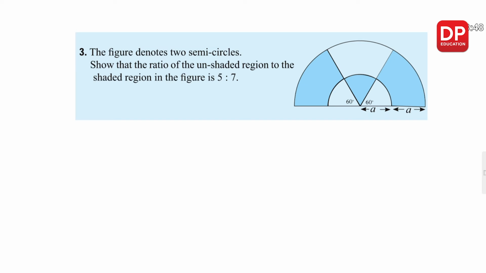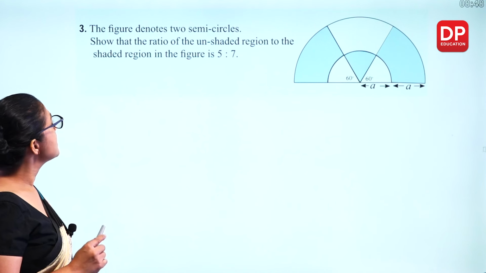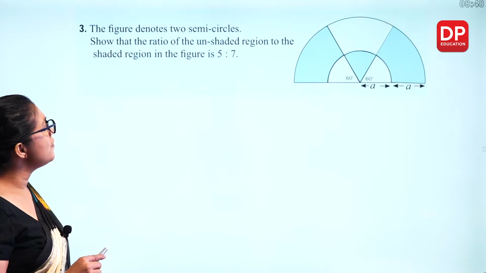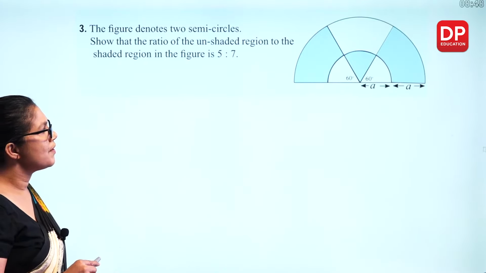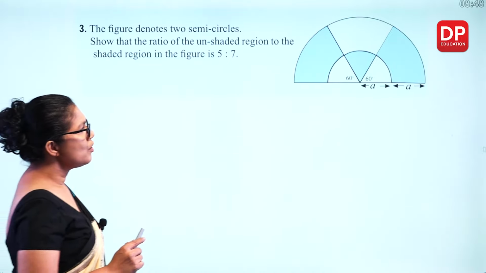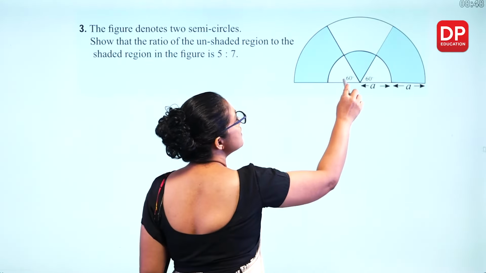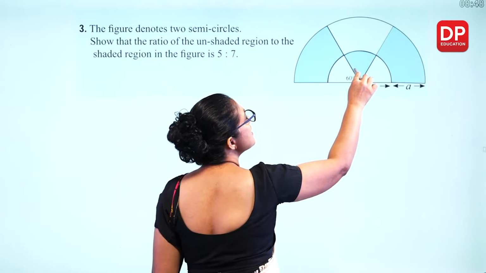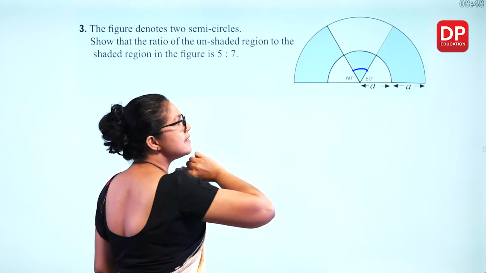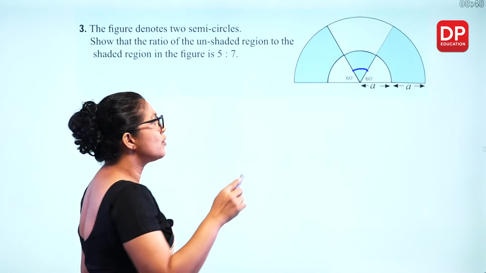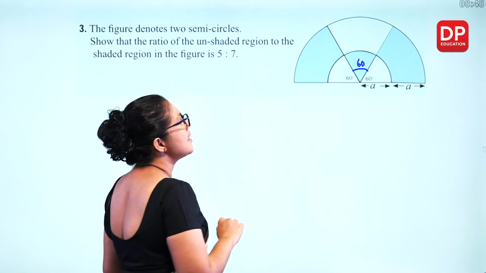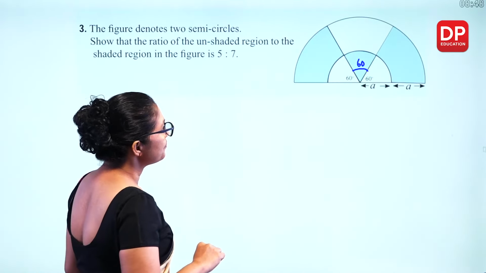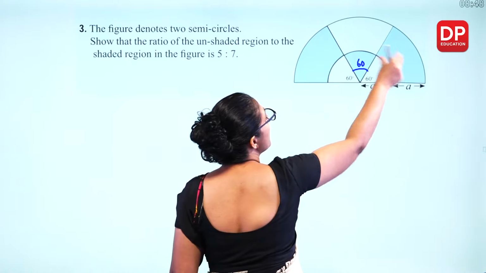Now we'll look at question number 3. It says the figure denotes the two semicircles, show that the ratio of the unshaded region to the shaded region is 5:7. So when you look carefully, this is 60, this is 60. What is this angle? This is also 60 because the total angle is 180. So we can write this is 60. And here these two parts are equal.